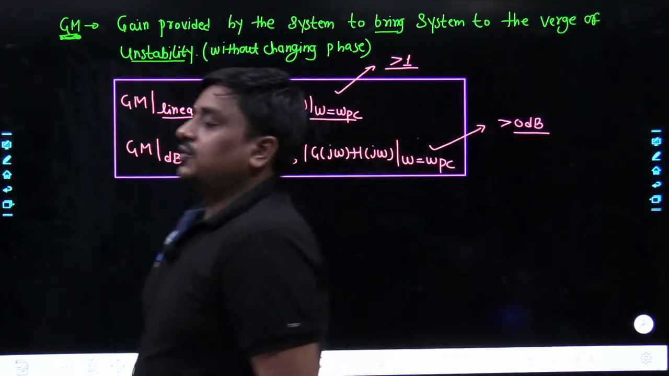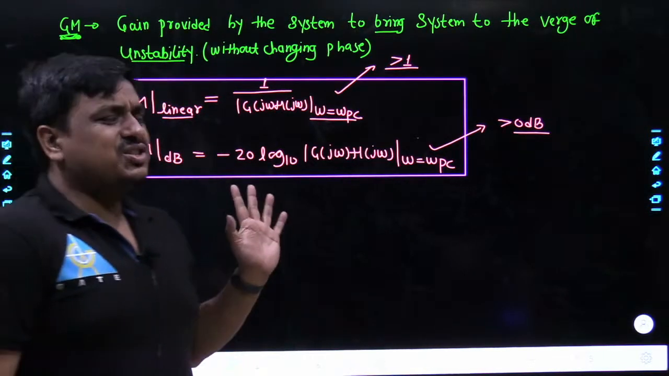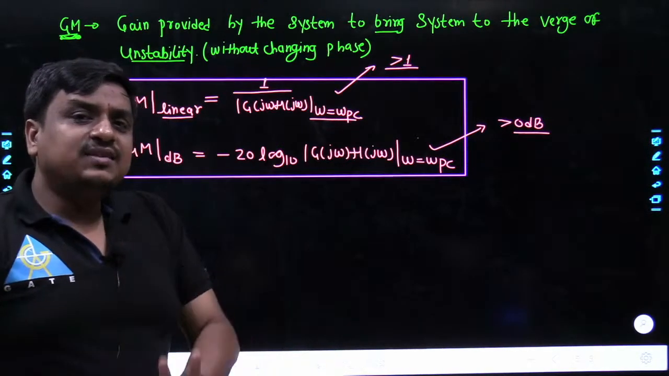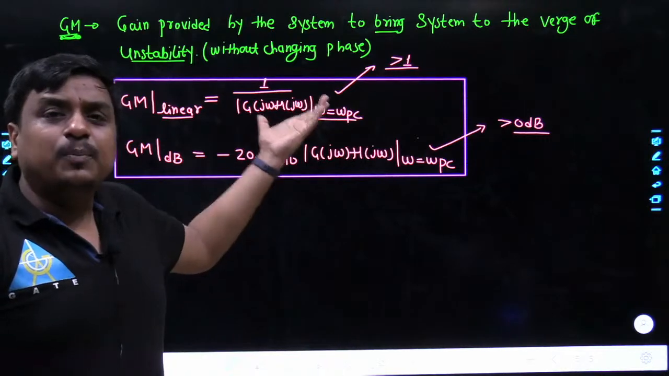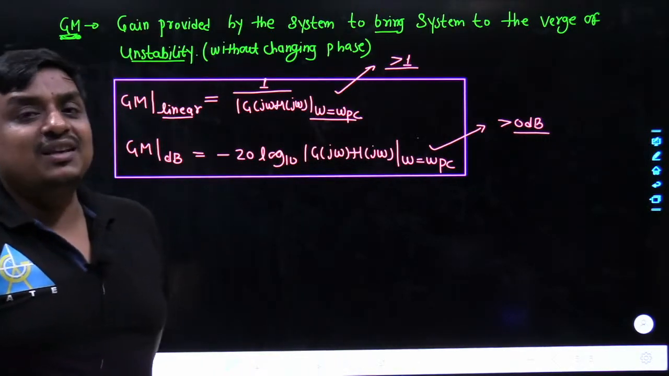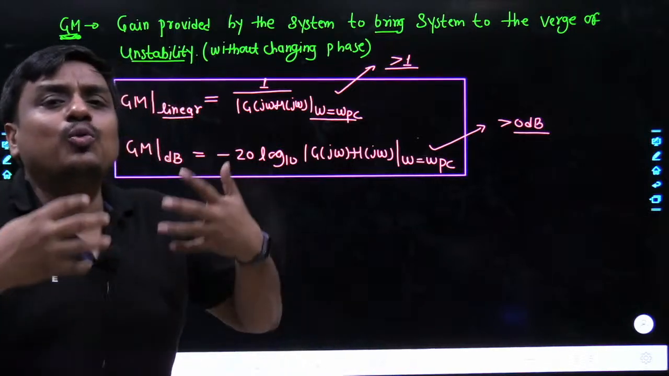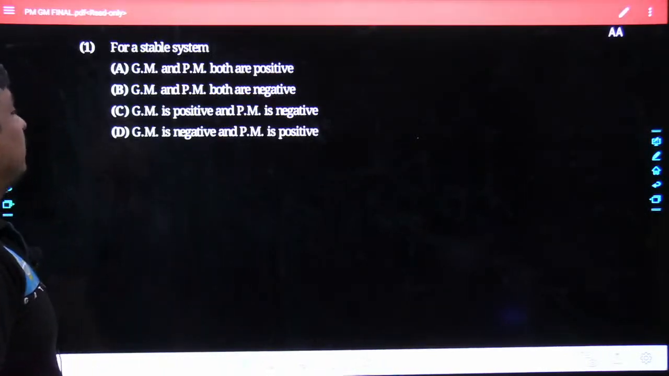So do one thing. See what I have planned for today's class. I have given a brief idea about the concept of omega PC, omega GC, GM, PM. Now straight away I would be jumping on to the problems which have come in previous years of GATE as well as ESE, and from there we would try to learn many good concepts. So let me go into the first question.